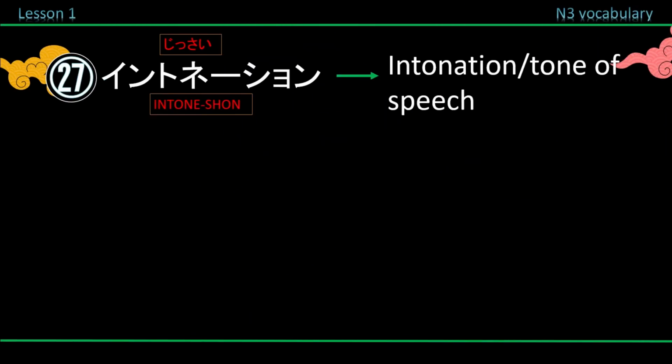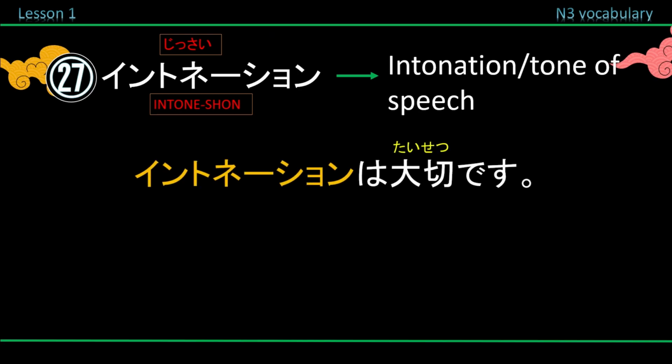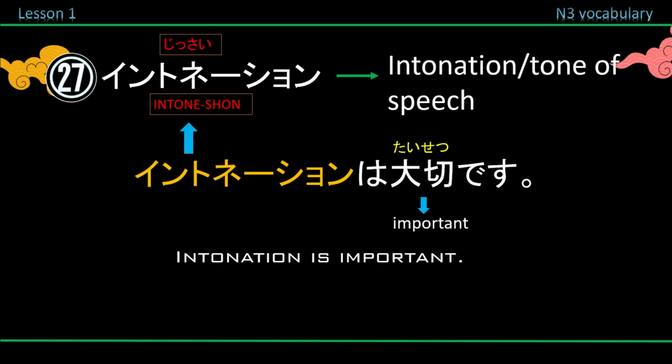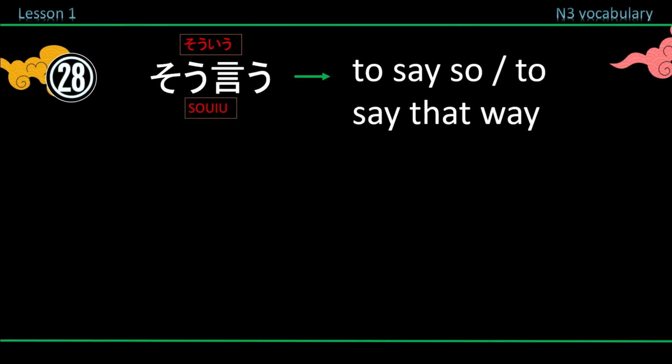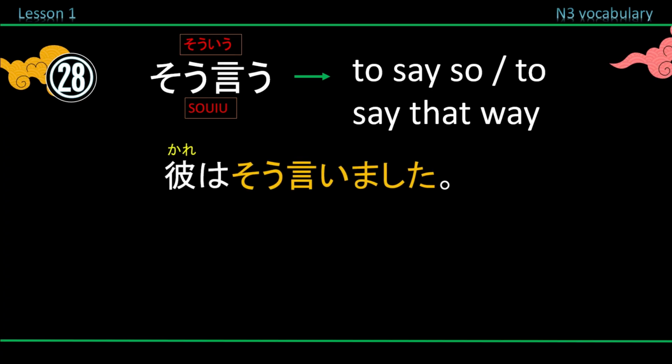Next is intonation. This means intonation or a tone of speech. You can use it in sentences like intonation wa taishitsu desu. This means intonation is important. So this is especially important when speaking Japanese naturally. Next is souyu. It means to say so. So here is an example sentence. Kare wa sou iimashita. This means he said so.